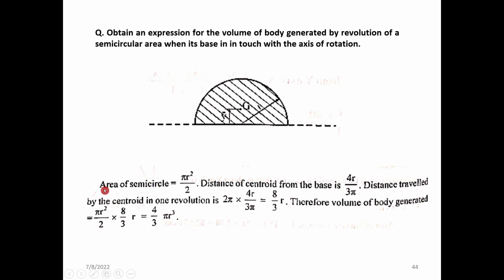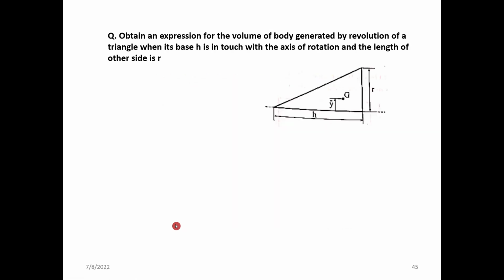So we have the following inputs. Area of semicircle we know pi r square by 2. Distance of centroid axis we know that 4r by 3 pi. Distance traveled by the centroid alone will be this centroid value into 2 pi. So 2 pi into 4r by 3 pi, 8 by 3 r is the total rotational movement made by the centroid alone, into the area. This will give you the total volume of sphere, which is equal to 4 by 3 pi r cube. So this is actually a validation or proof of the real value.